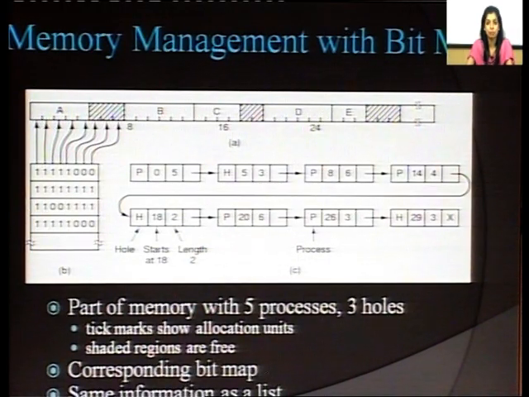So, memory management with bitmaps. There are five 1 bits and three 0 bits. That means 1 bit represents that there is some data and memory is occupied, whereas 0 means there is a hole. A hole means there is free space that can be utilized.